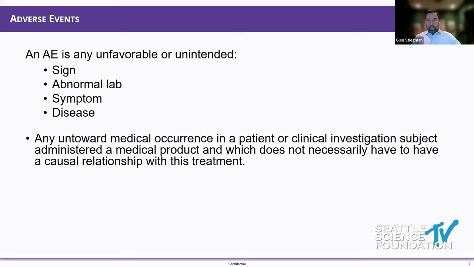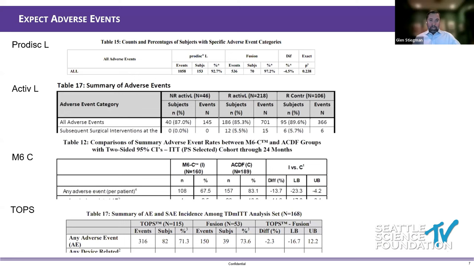An AE can be pretty much anything at any time, but during a clinical study, it can be anything from a toothache to an earache, a toe ache, or something more catastrophic associated with the device. All of it theoretically should be captured. We see all types of studies and all types of sites handle these differently. Adverse events are obviously expected, and this impacts the performance. And these are four examples.